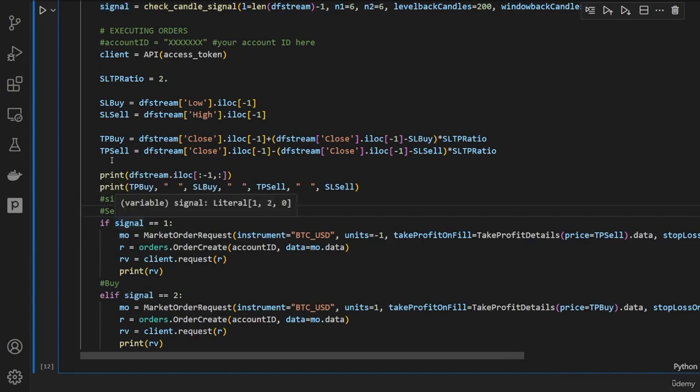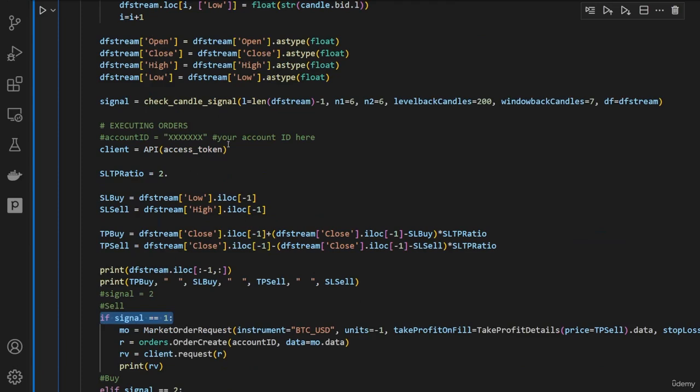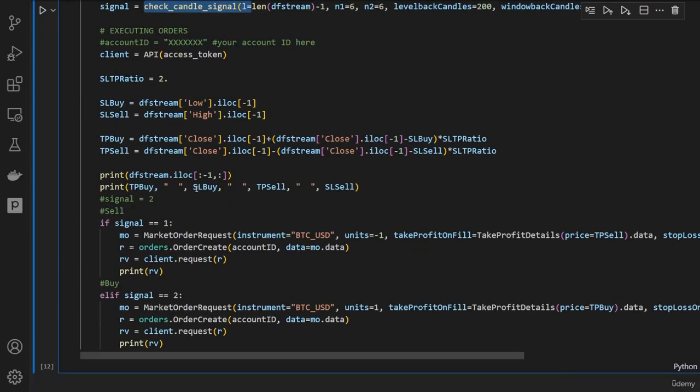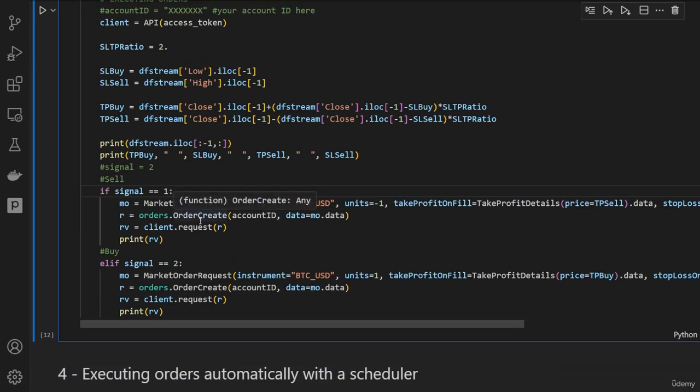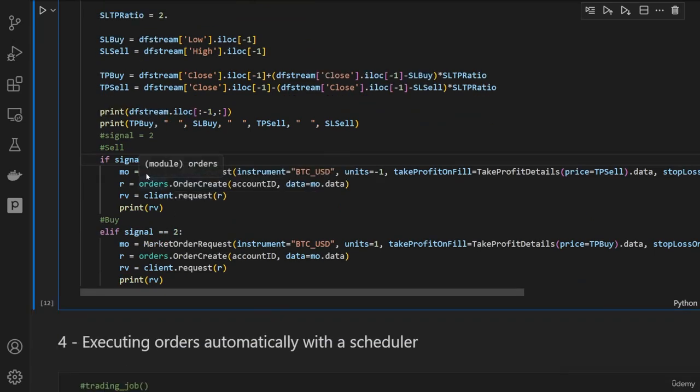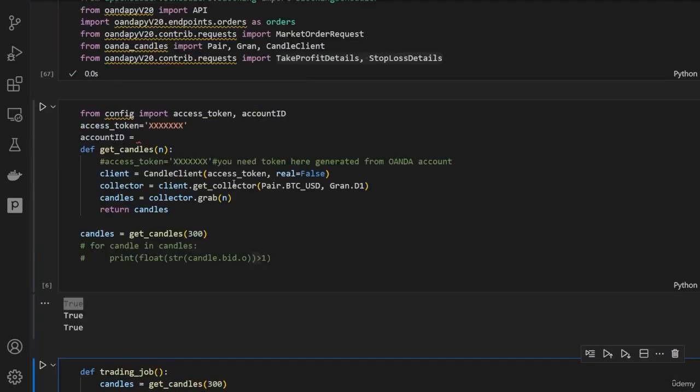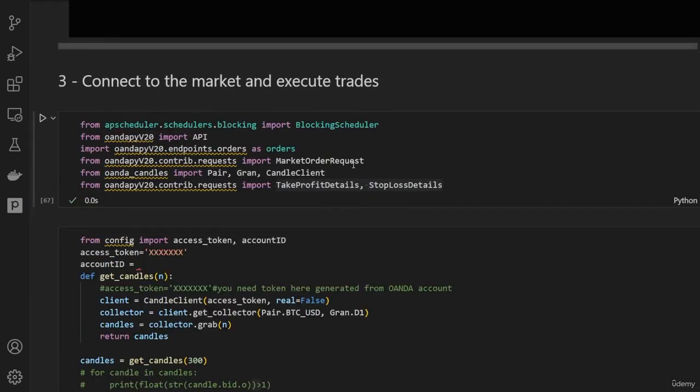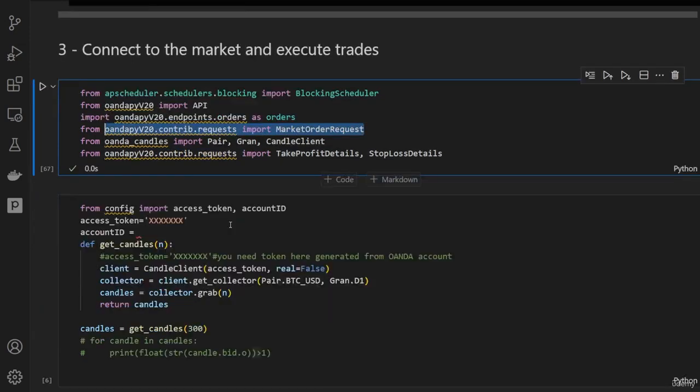So now we need to check the true signal value provided by this function right here, check candle signal. If it's equal to 1, so this is a short signal or a bearish signal, we're going to open a market order request on the Bitcoin US dollar. So this is a function provided by Oanda. Again, I'm going to go back here, and the market order request is something that we've imported from Oanda Python v20 contrib.requests.